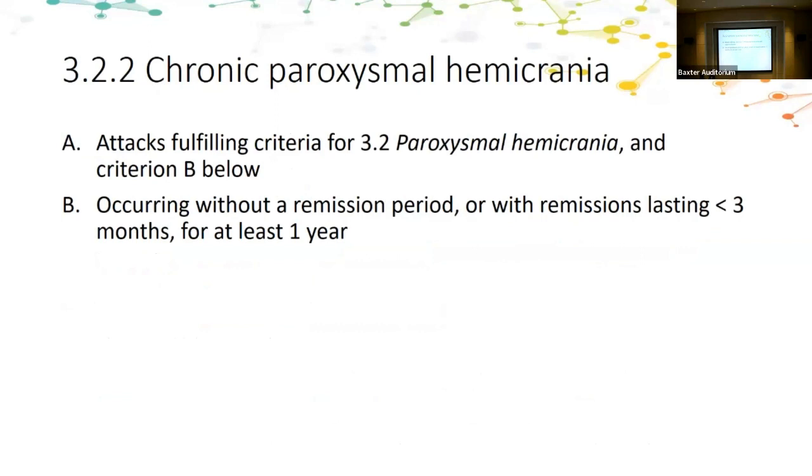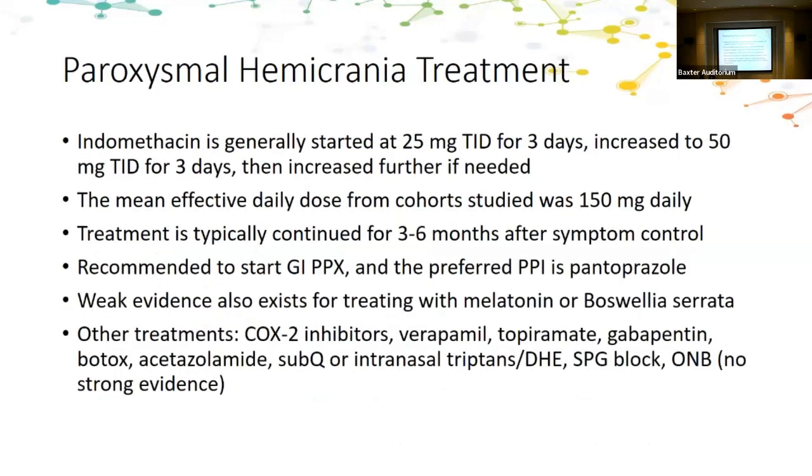And then this one is without a remission period, or with remissions lasting less than 3 months for at least 1 year. It's absolutely responsive to indomethacin. So it's generally started at 25 milligrams 3 times a day for 3 days, and increased to 50 milligrams TID for 3 days, and then increased further if needed. The mean effective daily dose from the cohort studied has been around 150 milligrams total daily. The treatment is typically continued for 3 to 6 months after symptom control.